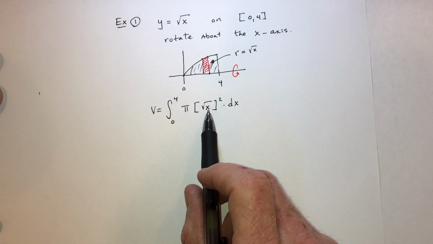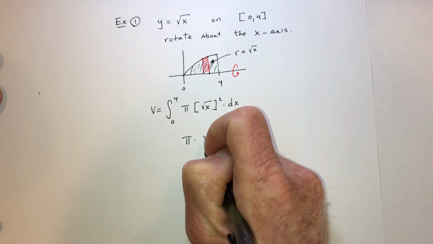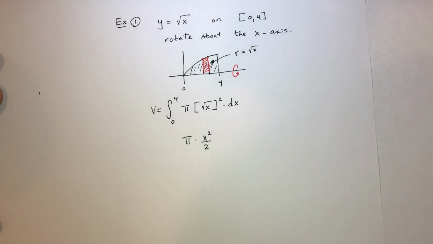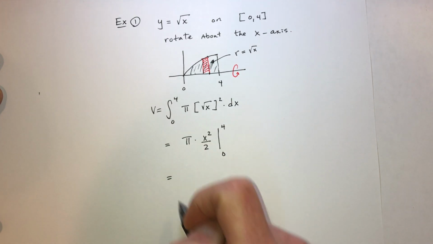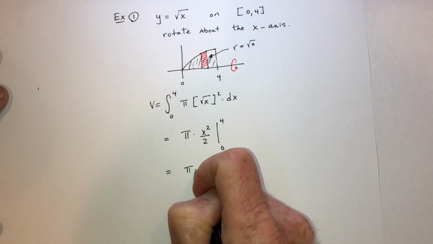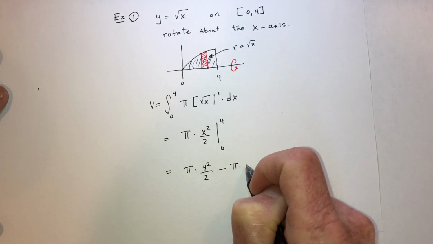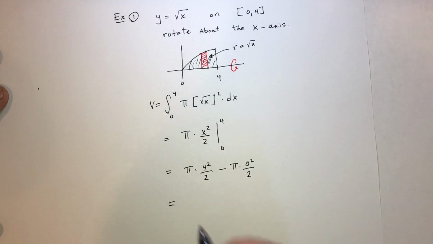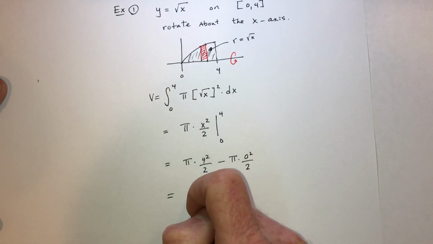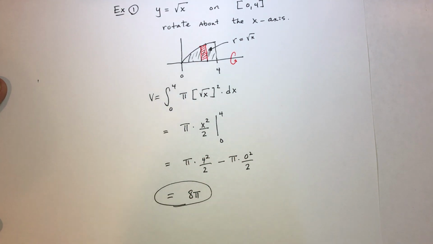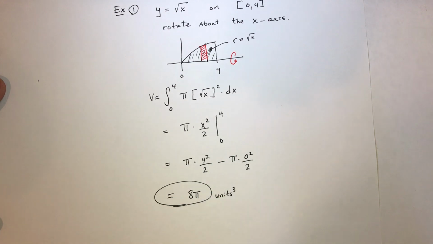So once you square the square root, this is just going to be x. So all we need to do is integrate x. And the integral of x, or the antiderivative of x, will be x squared over 2. And then evaluate that from 0 to 4. So that is going to be pi times 4 squared over 2 minus pi times 0 squared over 2. And of course, this part's going to be 0. This will be 16 divided by 2, which means that it's 8 pi. So the volume of that object would be 8 pi. And because it's volume, whatever the units are, it's in cubic units.